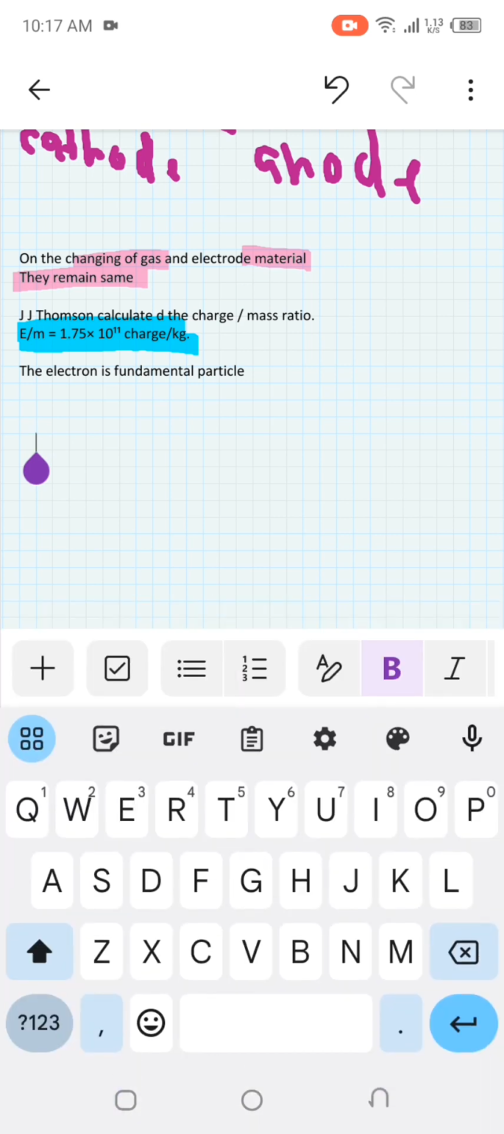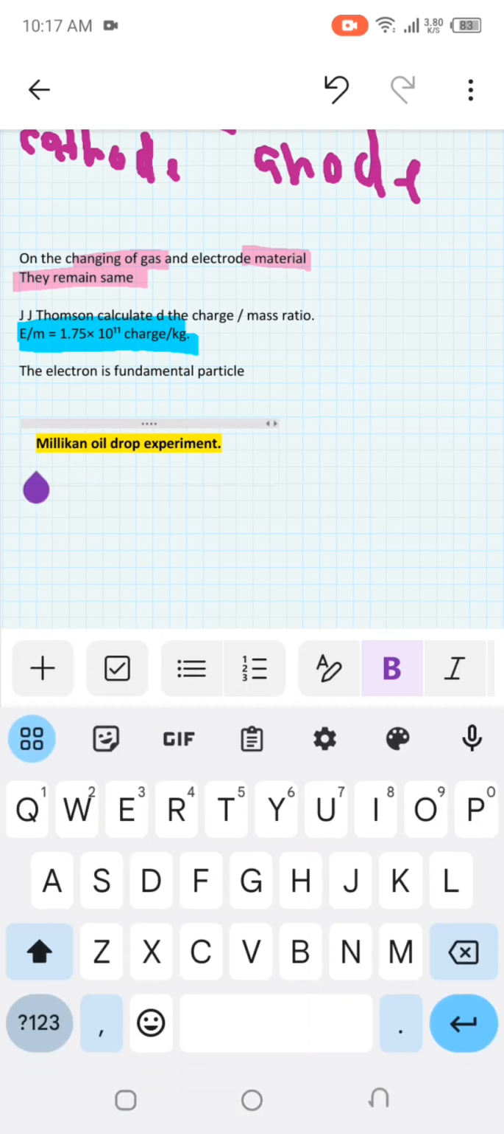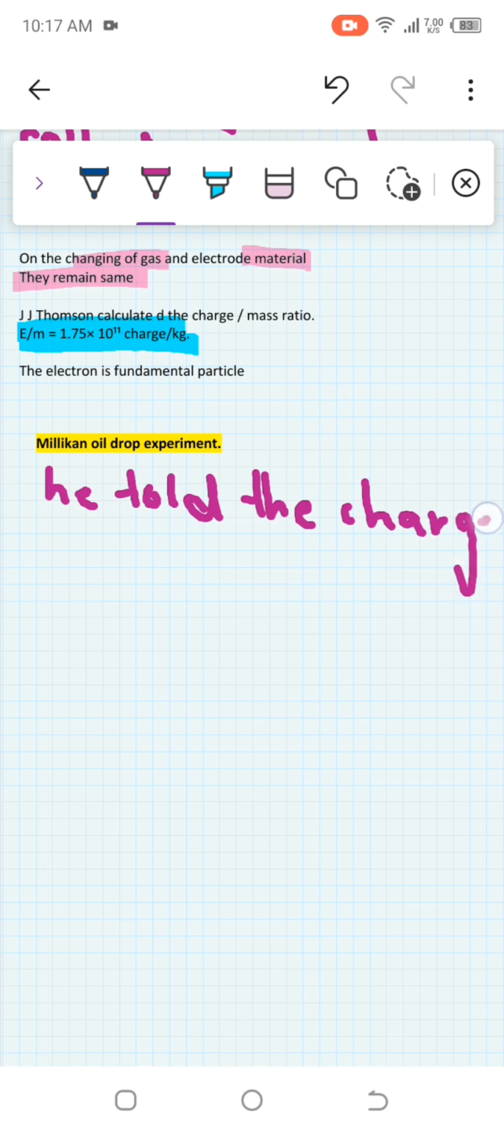The name is Millikan oil drop. No, there was another experiment. This was the Millikan oil drop experiment. Millikan oil drop experiment basically told us about the charge of the electron and the mass of the electron.